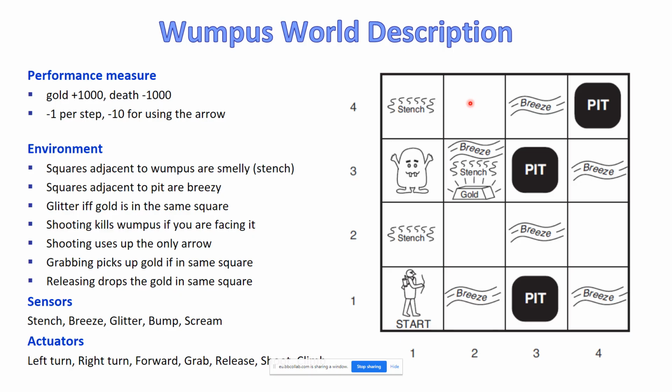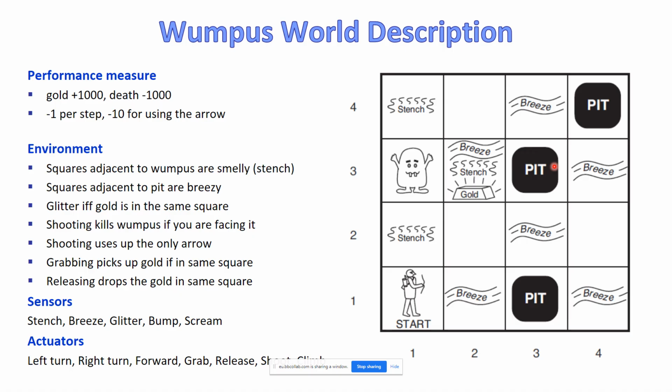Okay, because as we said, it's not diagonal. Again, also there is no breeze here because it's not diagonal. So it's just the horizontal and vertical neighbors of the pit. You will sense a breeze, and next to the Wumpus you will sense stench. Also, you have one arrow by which you can kill the Wumpus.